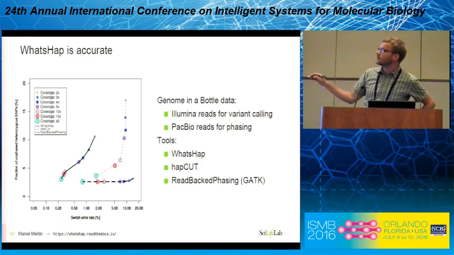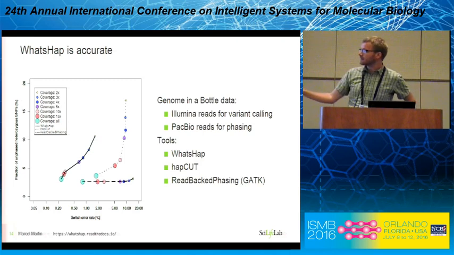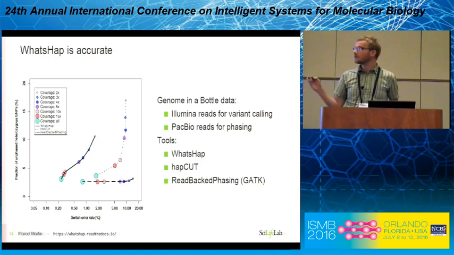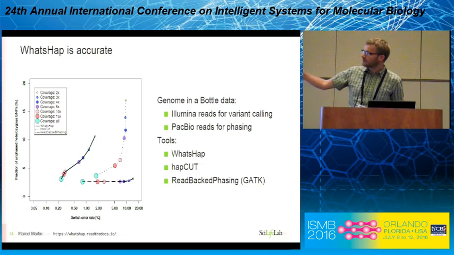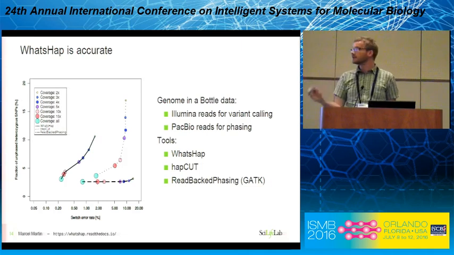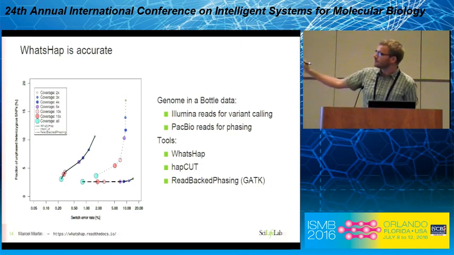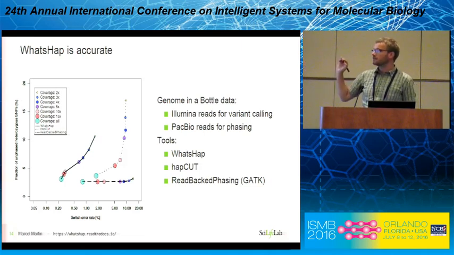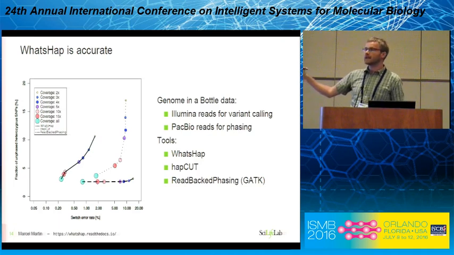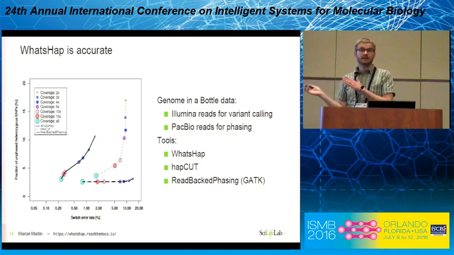On the left, you see the performance, and on the x-axis we have the error rate, note the logarithmic scaling of the axis, and on the y-axis you have the fraction of unphased variants. So in a perfect case, we would be in the bottom left. Each dot is a different coverage, and what you can see is that WhatsHap is the most accurate tool at identical coverages.